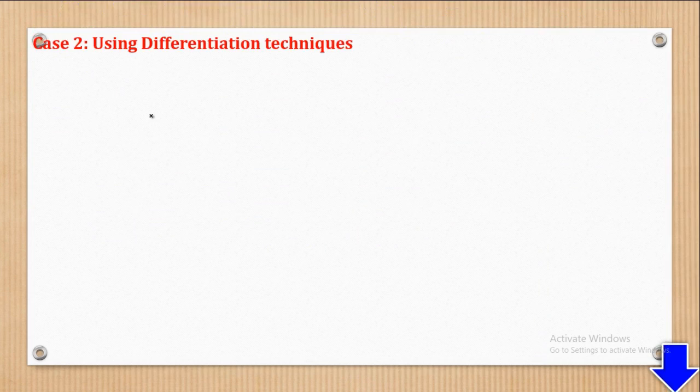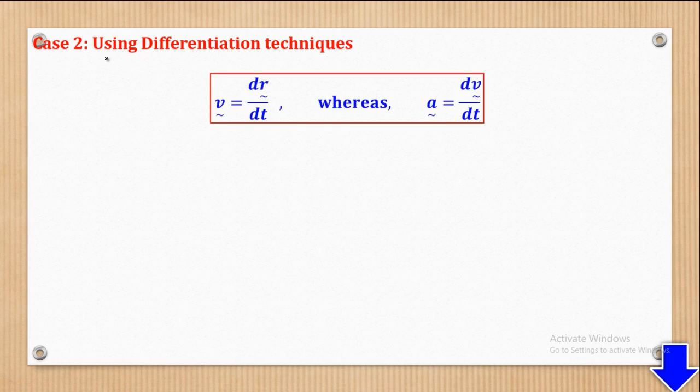So now we shall go to the next case, where we need to use the differentiation techniques. In this case, we shall use the formula that velocity is equal to the derivative of displacement from origin. So v stands for velocity, r stands for displacement from origin, and t stands for time. So v will be equal to dr/dt. Whereas when it comes to acceleration, we shall say that acceleration is equal to dv/dt.